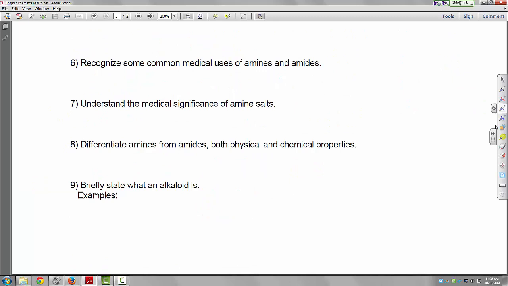So common medical uses for amines and amides. With amines, these are pain relievers or analgesics. I before E, except after C, relievers, pain relievers. So there was codeine and morphine. Those are also, by the way, alkaloids, as I speak of alkaloids down here. They're also stimulants. These are amines.